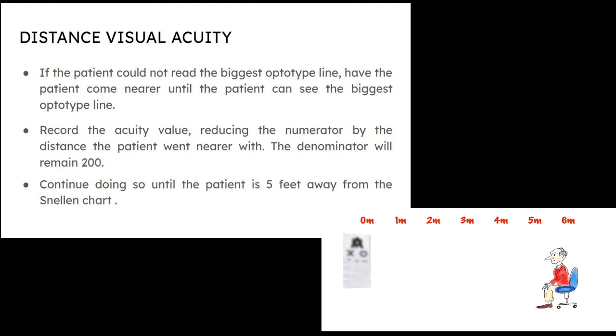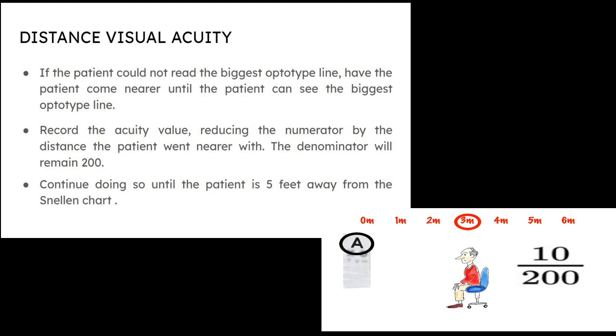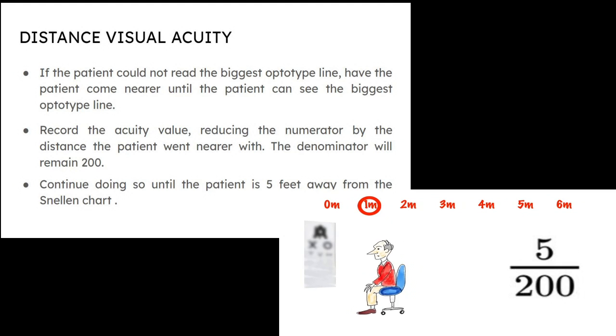If the patient could not read the biggest optotype line, have the patient come nearer until the patient can see the biggest optotype line. Record the acuity value, reducing the numerator by the distance the patient came nearer with. The denominator will remain 200. Continue doing so until the patient is 5 feet away from the Snellen chart.